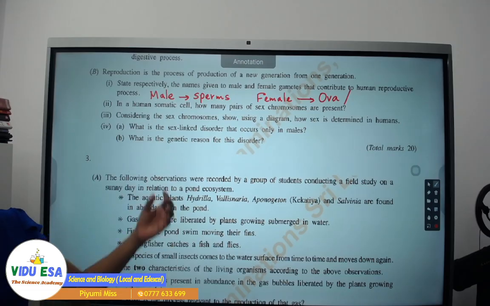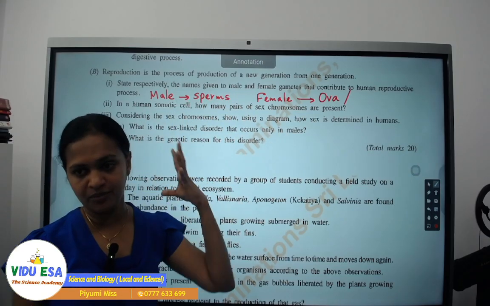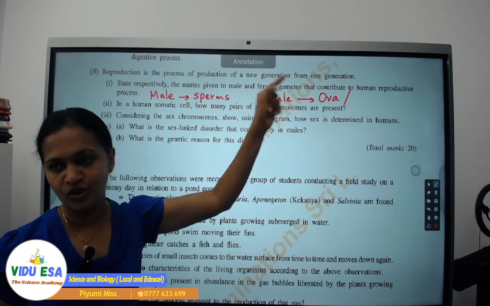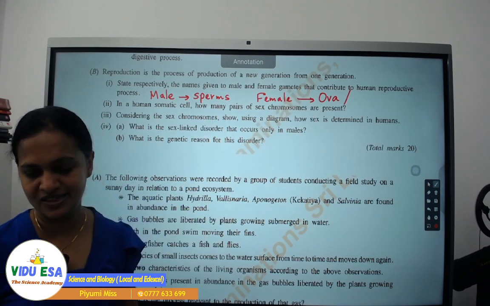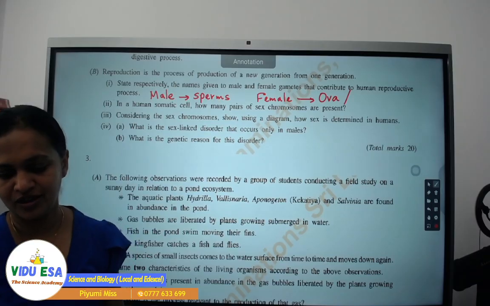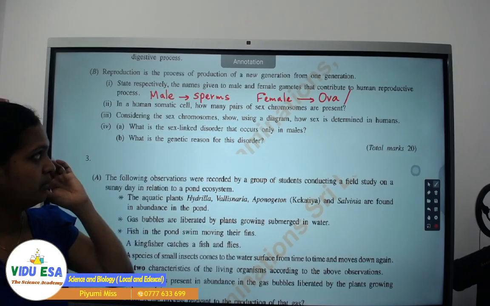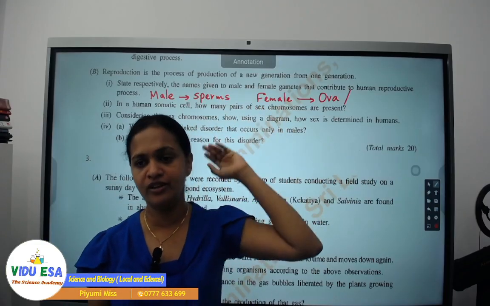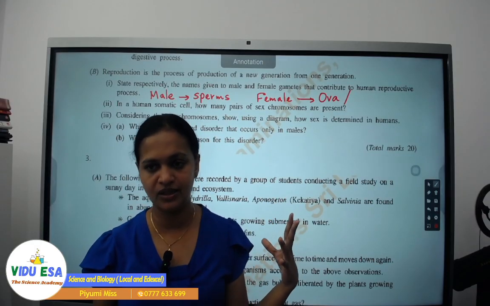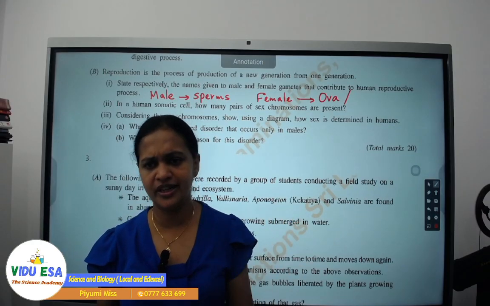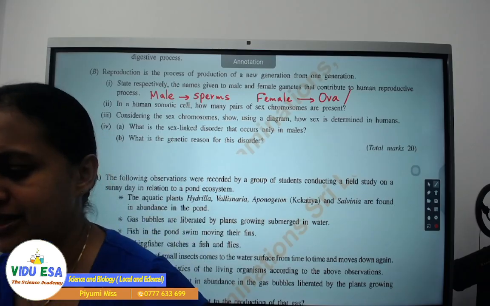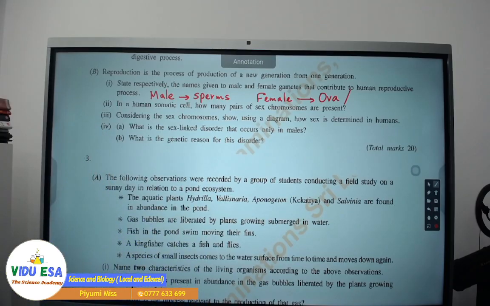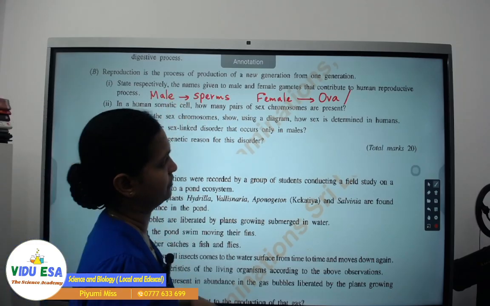Female gametes. Whether you write sperm, ovum in singular, it doesn't matter: sperm, ovum or the egg cell. 1 mark for each. When a question like this asks male and female, it is better to write male and female. Otherwise, if you write in order they also give marks. But don't take a risk, right? You'd better write male, female, and then mention them in front.